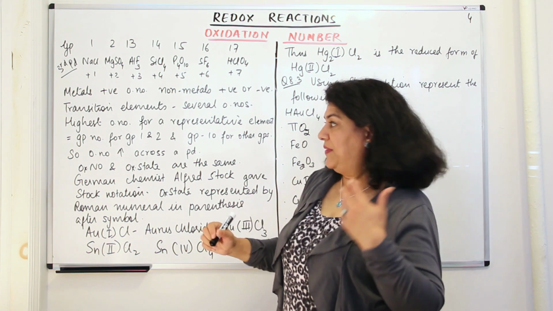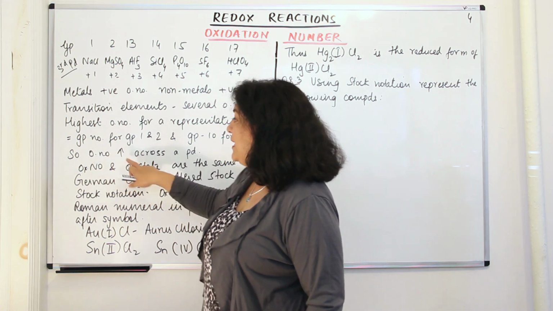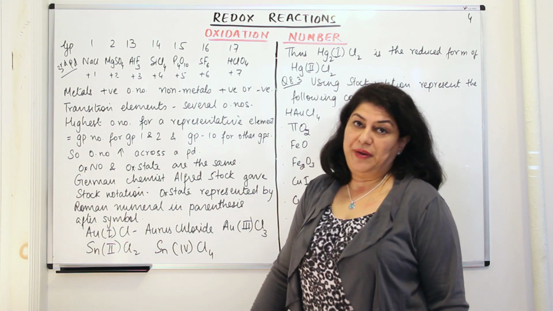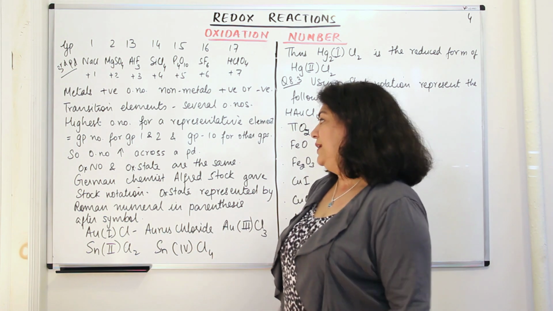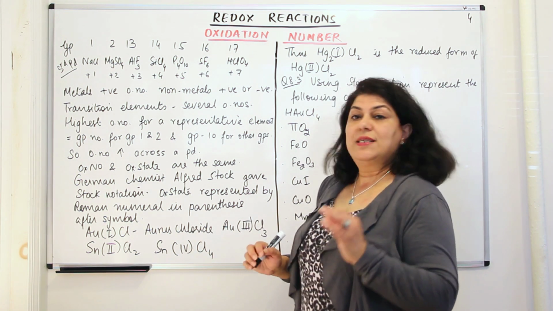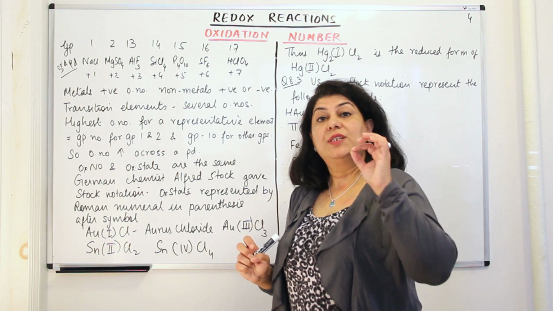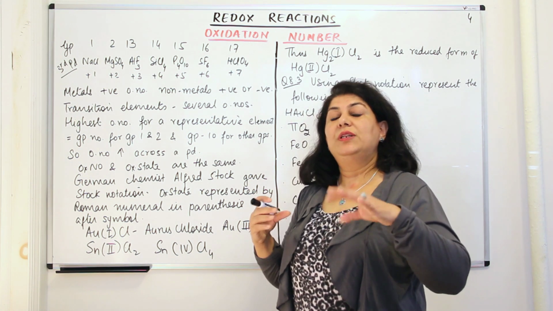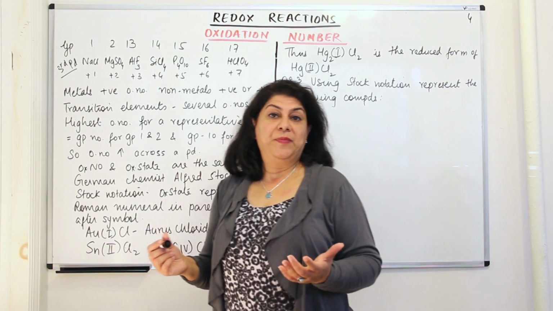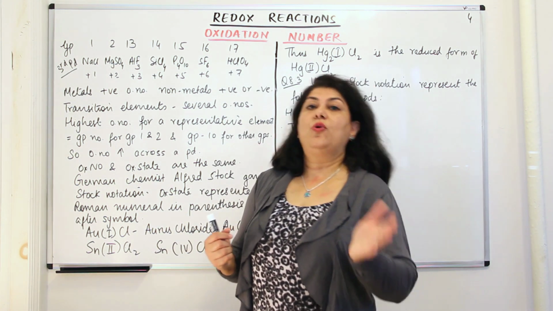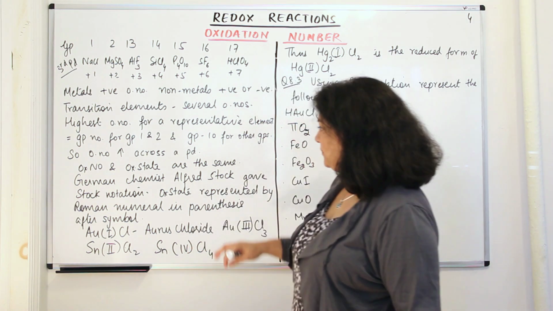So what is the trend that we see? Oxidation number increases across a period. As we move from left to right in a period, the oxidation number increases. Oxidation number and oxidation state actually mean the same, and these terms are used interchangeably. You call them oxidation states or you call them oxidation numbers.